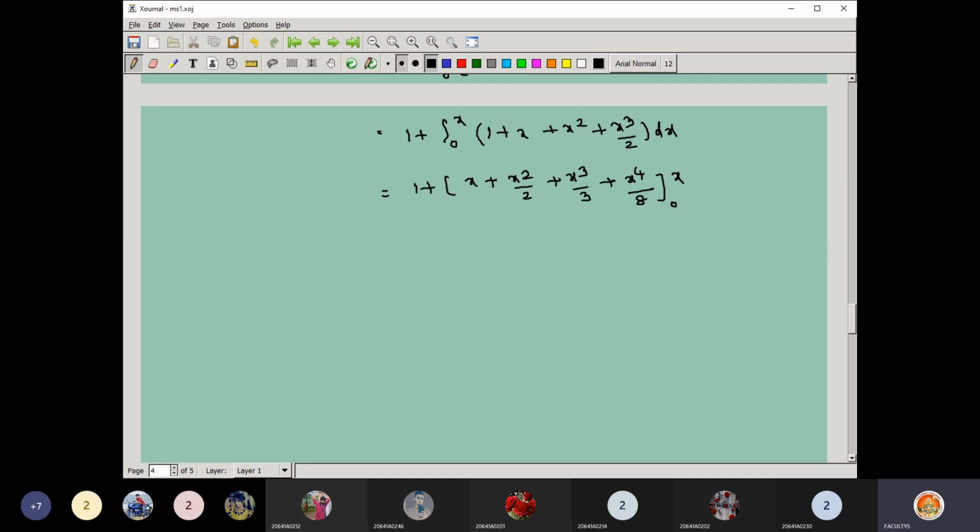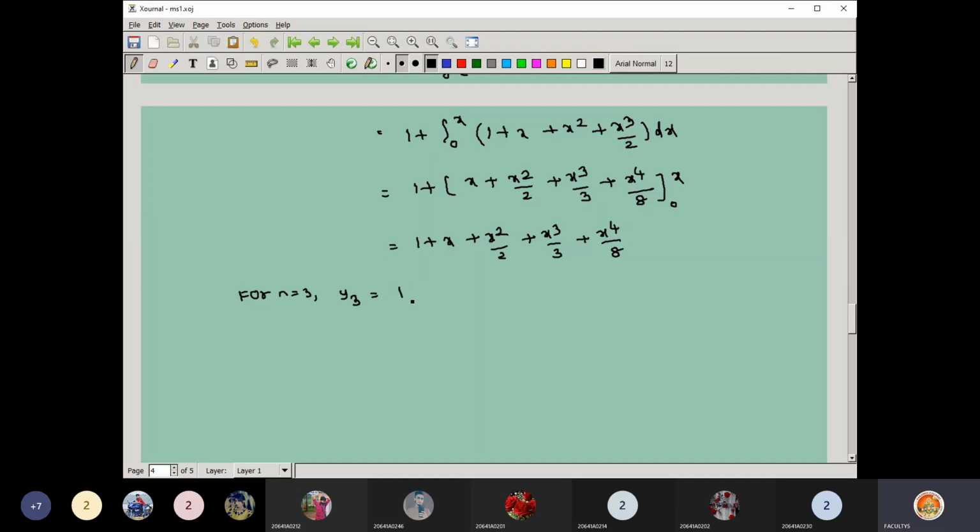So when I substitute the limits, upper limit, it is 1 plus x square by 2 plus x cube by 3 plus x to the power of 4 by 8. And the lower limit anyhow is equal to 0. Only for the integration you are substituting. Similarly, you can go for the third approximate root. It is y3. So what about the y3 value?